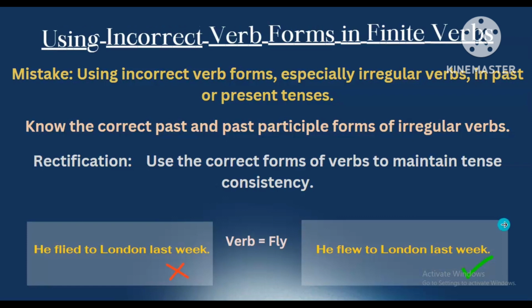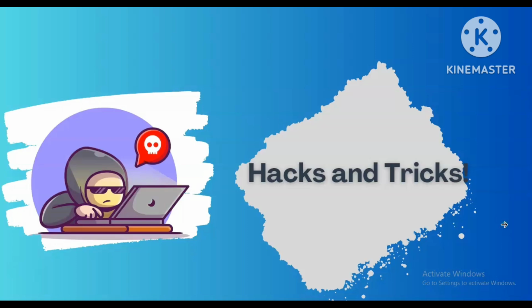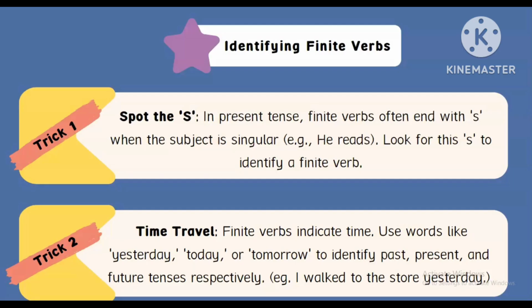Therefore, ensure that you learn the irregular verbs along with its past and past participle forms diligently. And now it's time for the hacks and tricks. Let's start with identifying the finite verbs. Trick number 1, spot the s. In present tense, finite verbs often end with s when the subject is singular. Example, he reads. So, the trick is to look for the s to identify the finite verb.